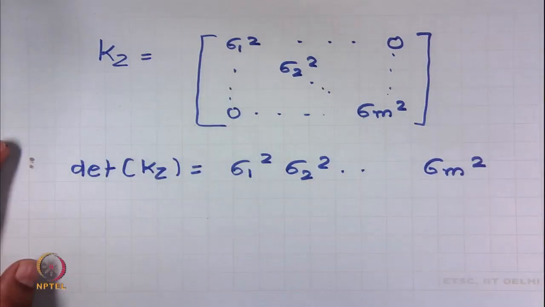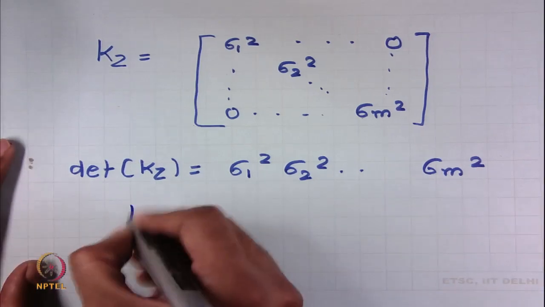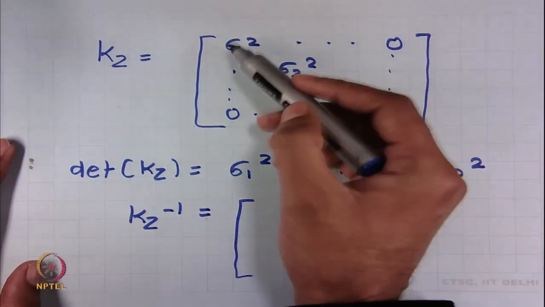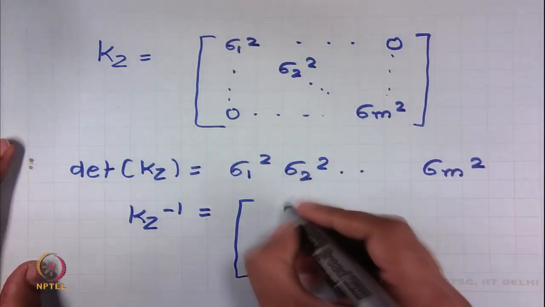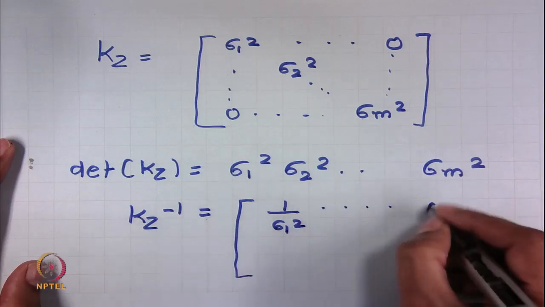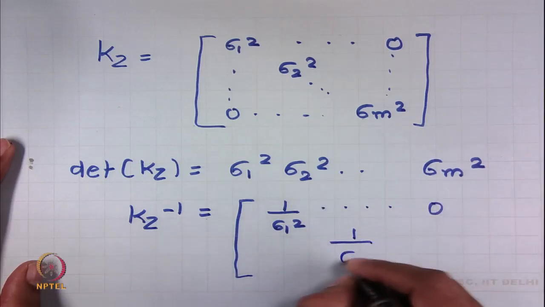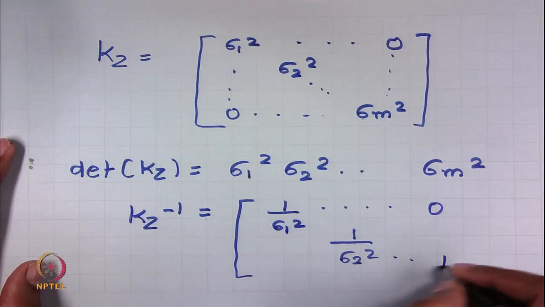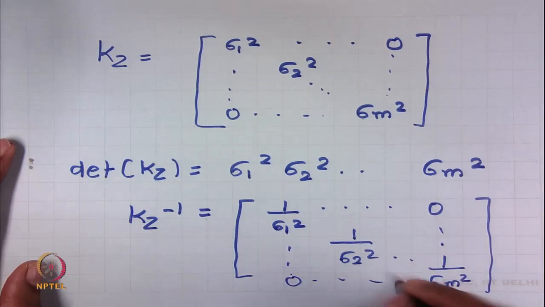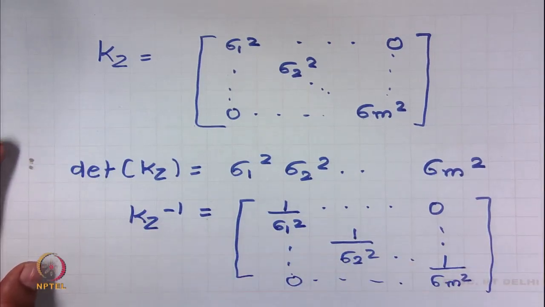The inverse of a diagonal matrix is also easy. It is obtained by taking the reciprocal of the diagonal elements. So, this will be 1 by sigma 1 square, 1 by sigma 2 square, up to 1 by sigma m square, and everything else will remain 0. So, this is how you take the inverse of a diagonal matrix.